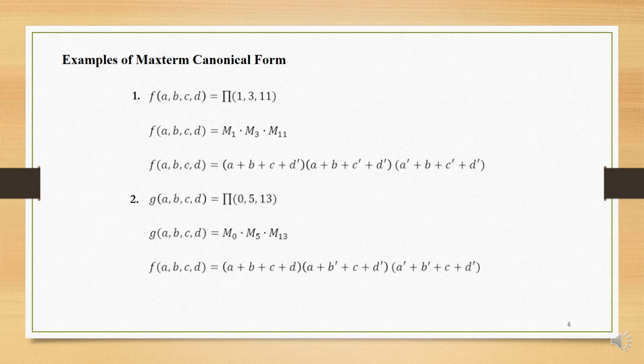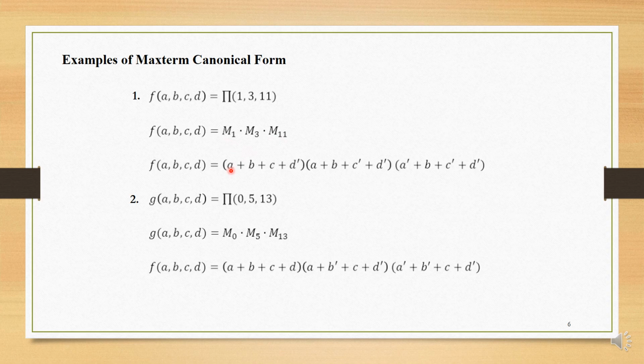Now let us look into the different examples of Maxterm canonical form. We have already discussed one of the representations under Maxterm canonical form from the truth table. Now let us see a few more examples here. The first example is f of ABCD equal to product of 1, 3, 11. The same expression can be given in terms of capital M notation, so M1 dot M3 dot M11.